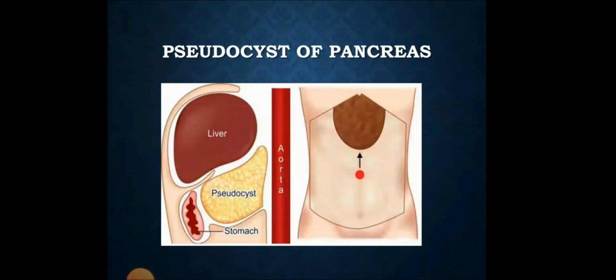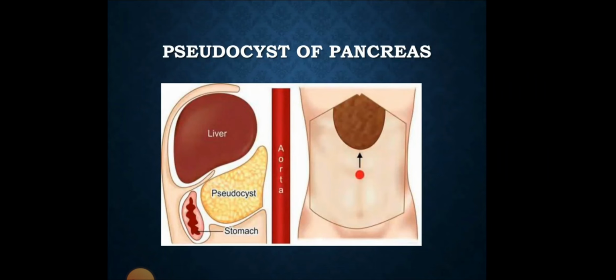So, pseudocyst of the pancreas, or pseudopancreatic cyst. It is caused by the encapsulation of fluid or blood in the lesser sac of the peritoneum or in the peripancreatic cellular tissue. That is, the fluid or blood is encapsulated there, and that will give a cystic appearance. That is called pseudocyst.